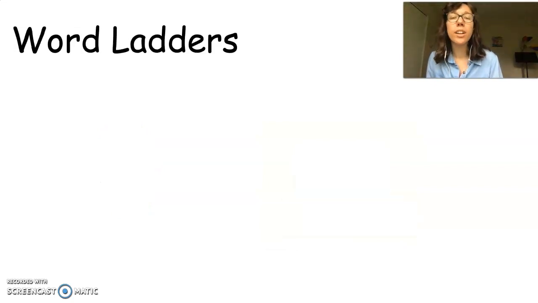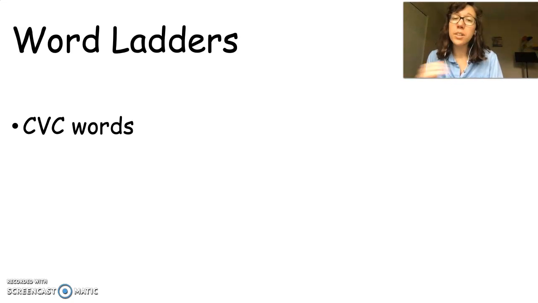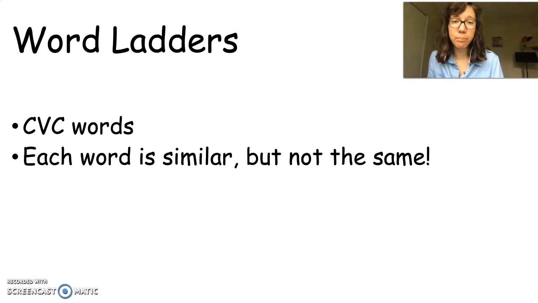Alright friends, so word ladders. What is a word ladder? We know what words are and we know what ladders are, but how on earth do they work together? Well, this word ladder that we're going to be doing today and the one you'll be doing in your Seesaw activity are going to be focused just on CVC words. Remember, those CVC words are those consonant, vowel, consonant words. They have 3 letters and a short vowel. And as we see these CVC words, we'll see how we can change just one letter at a time to fill out the word ladder.